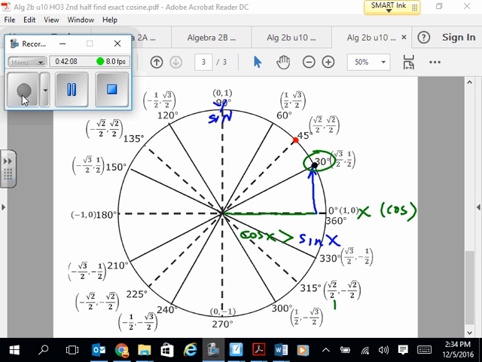Cosine 45 equals sine of 45. It's a different language, but all it means is when the distance you have to go out on the green is equal to the distance you have to go up there, you can say they're equal.